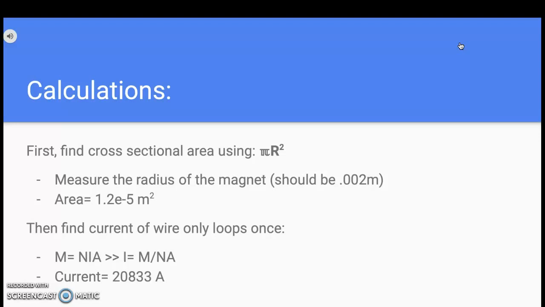And then using that, we're going to use M equals number of loops times current times area. You're going to deconstruct that formula to find the current. So I have written out, you're going to make it I equals M over NA, and we only loop around one time for right now. We're going to assume the wire only goes around one time, so that number should be 1. So you should find this first current to be about 20,833 amps.